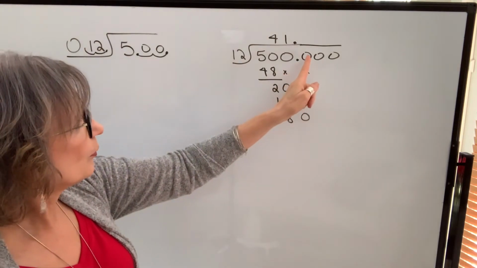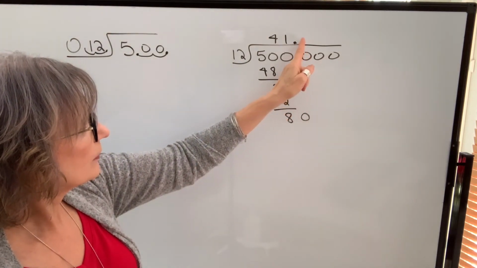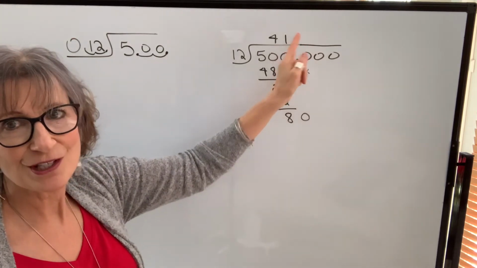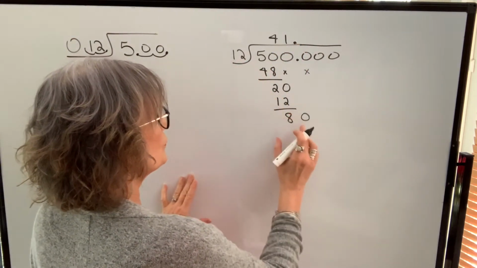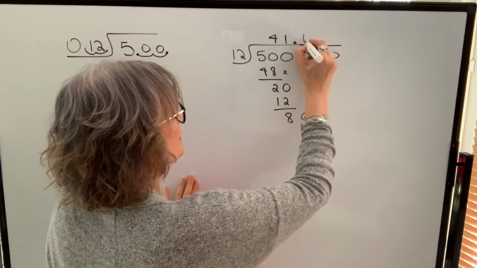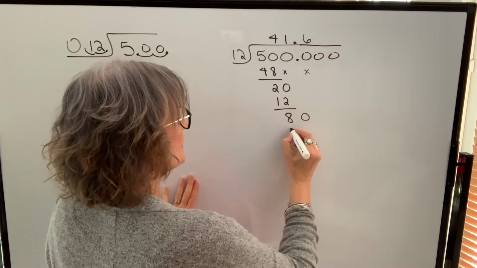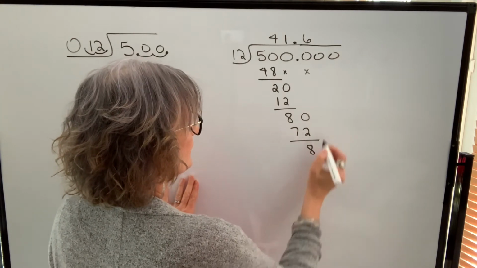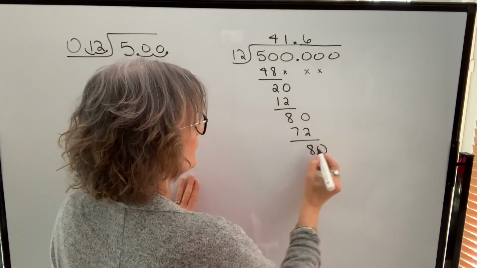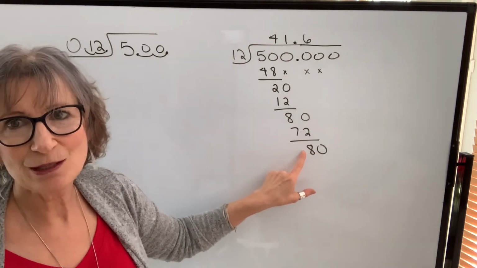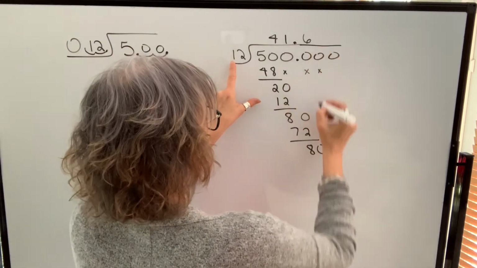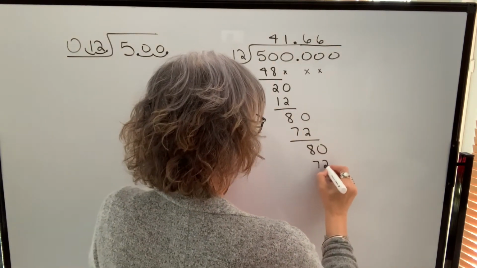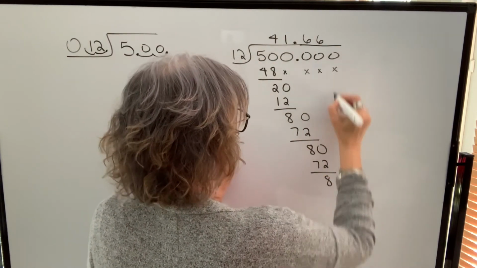So now I brought down this digit, so whatever I choose as my quotient, it goes right above that 0 after the decimal point. So 12 goes into 80 6 times. 12 times 6 is 72. We subtract, we get 8. Bring down a 0. Hopefully you notice that we're just going to keep repeating. 12 goes into 80 6 times. 6 times 12 is 72. We subtract, bring down the next 0, and so on.